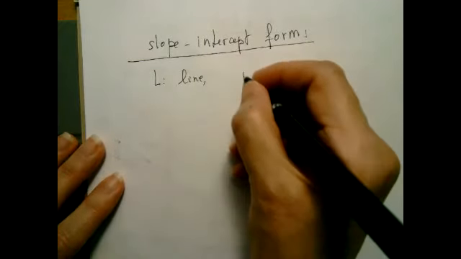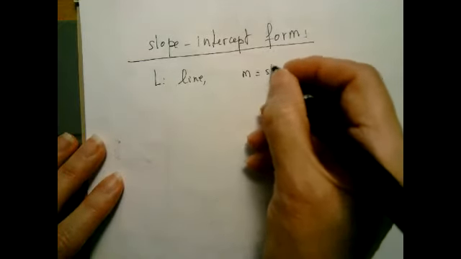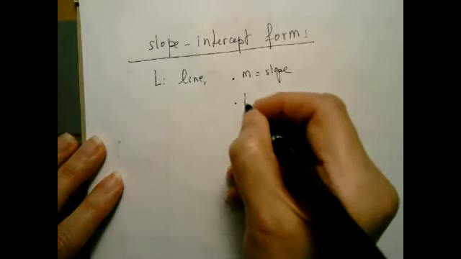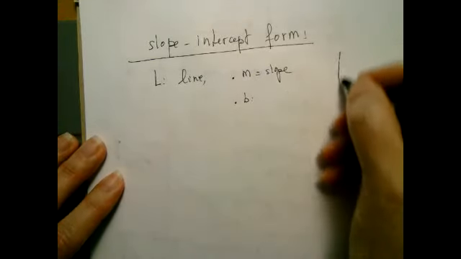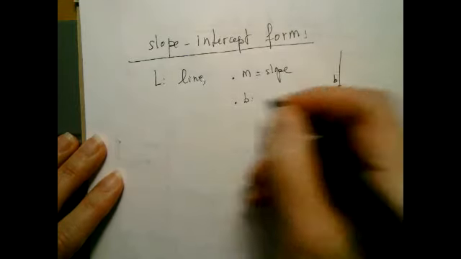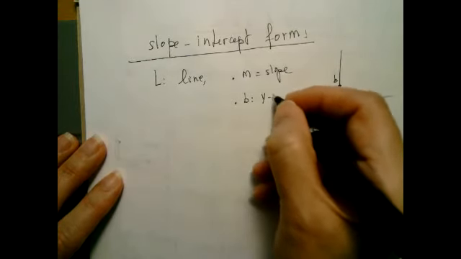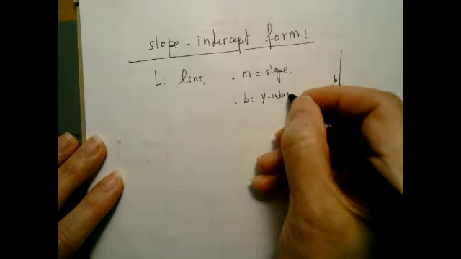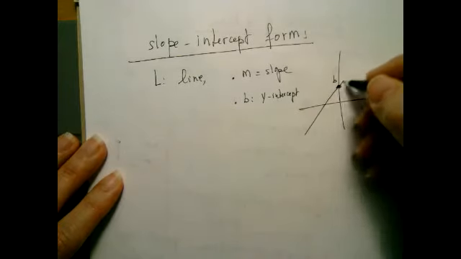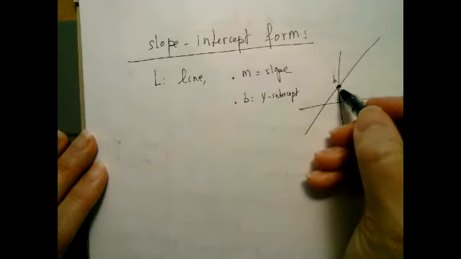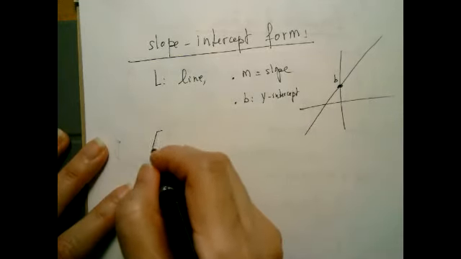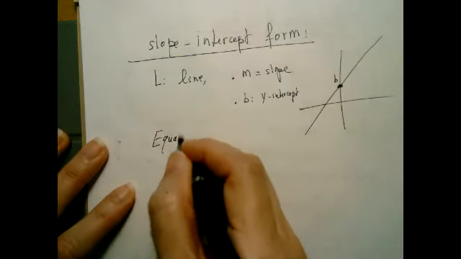Suppose we have a line, and m is the slope. So you know the slope. And b is the y-intercept. It means this is the y-intercept. So I have a line, I know where it intercepts the y-axis, and I know the slope. What's the equation in this scenario?